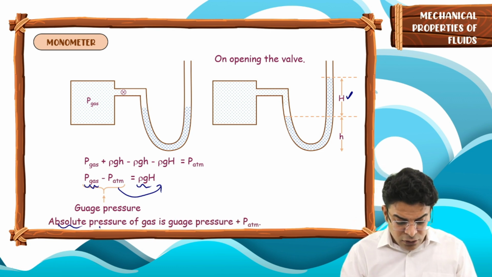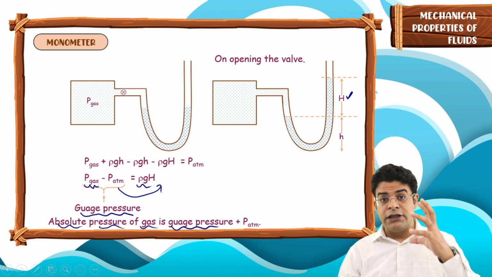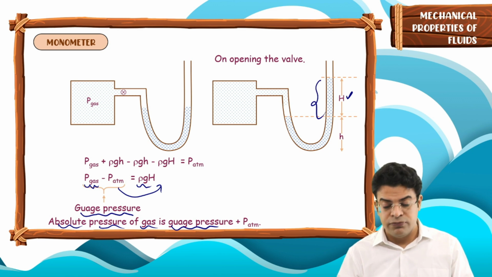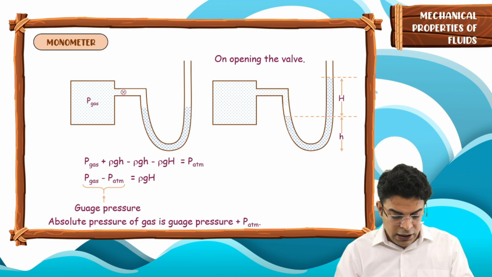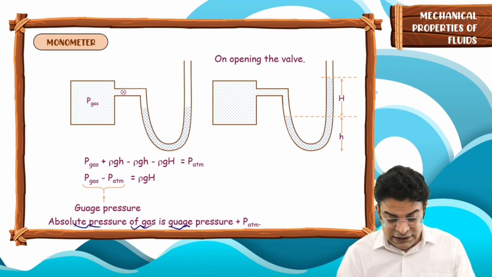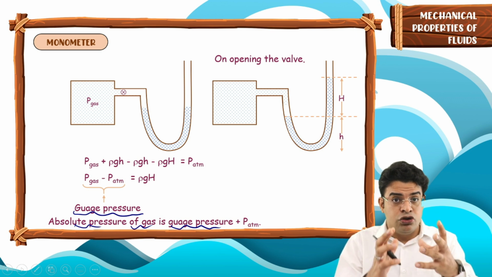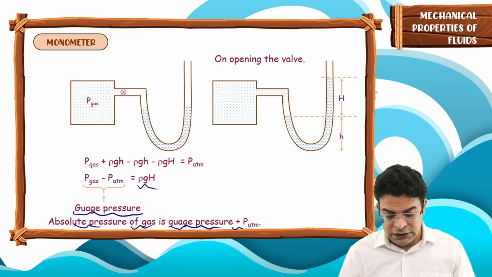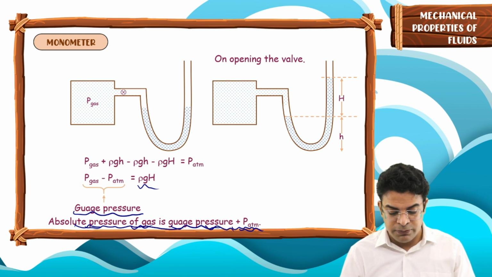So the absolute pressure of gas is the gauge pressure, the pressure measured by the gauge. Gauge means the device used for measurement. So the absolute pressure of gas is the gauge pressure, the pressure as measured by the instrument, which is rho gh, plus P atm. So the actual pressure of gas is gauge pressure plus P atm.